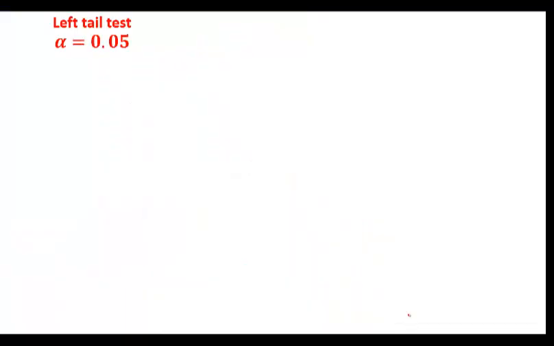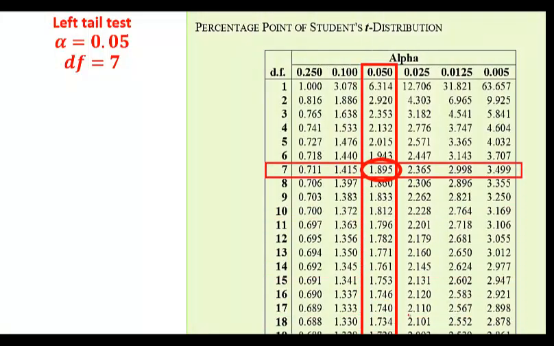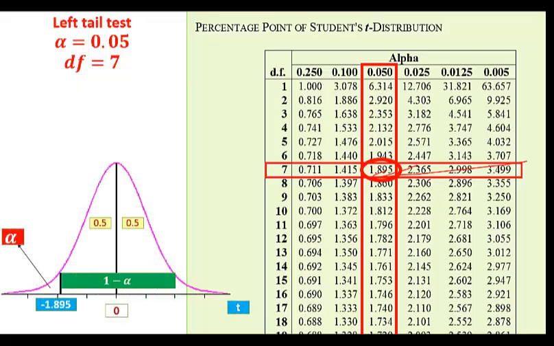This is how we have taken that table value, which we used for degrees of freedom 7 and for alpha 0.05, 1.895. This was the table value taken from the table, and this is how we will place it.